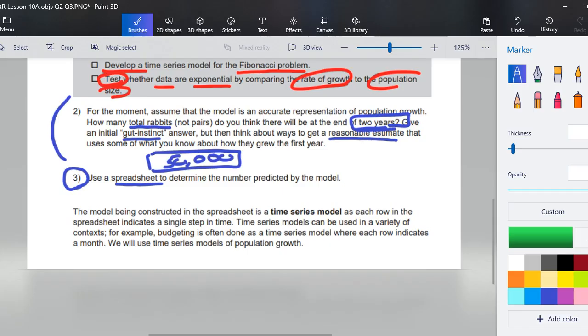So just below question 3, there are a few more things that I'd like to read. The model being constructed in the spreadsheet is called a time series model. Again, add this to your vocabulary. The reason it's called a time series model is that each row in the spreadsheet indicates a single step in time. In our case, it's each month. 1 month, January, the next month, February.